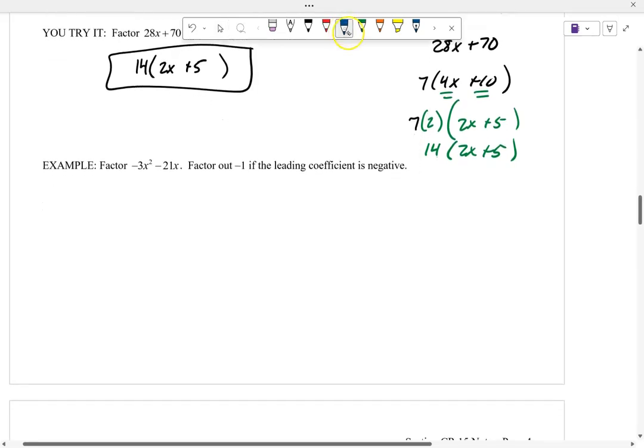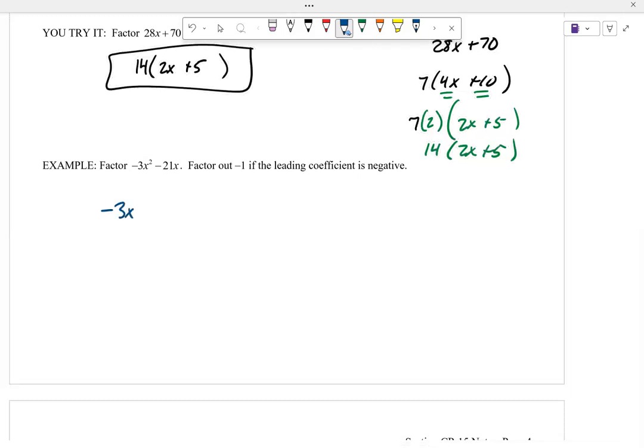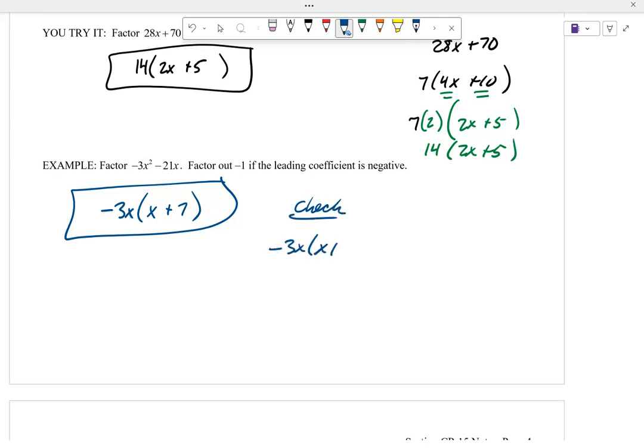Now let's look at this negative 3x squared minus 21x. I want to take out a negative 3x. I could take a negative 3x out of both of those. That's their GCF if I factor out a negative as well. And I'd be left with x plus 7. Again, check it. If you're not sure, make sure you check the thing. Negative 3x times x plus negative 3x times that 7. You get negative 3x squared minus 21x. That's what we started with. So we did factor that correctly.